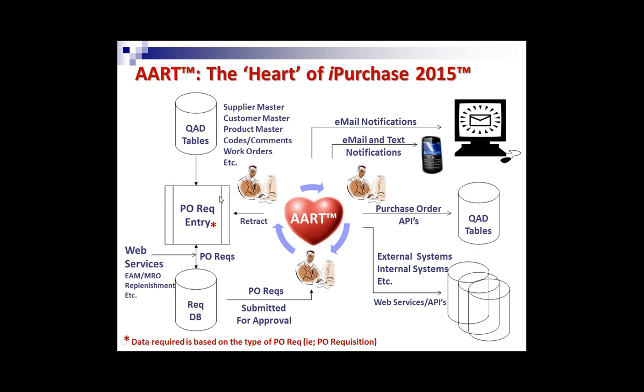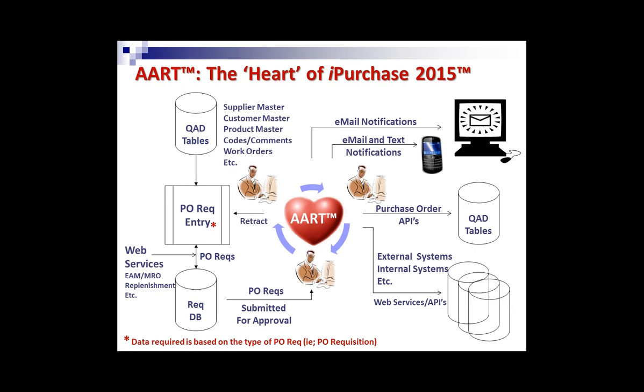So the way this works is a purchase order requisition is created. There are a number of ways to create a purchase order requisition. We'll cover a few of them in today's demonstration. The PO requisitions are stored in a separate Progress database. So iPurchase is written in the same technology as QAD. That's Progress technology. And the only data that we store outside of the QAD database itself are some configuration data and the actual PO requisitions themselves.